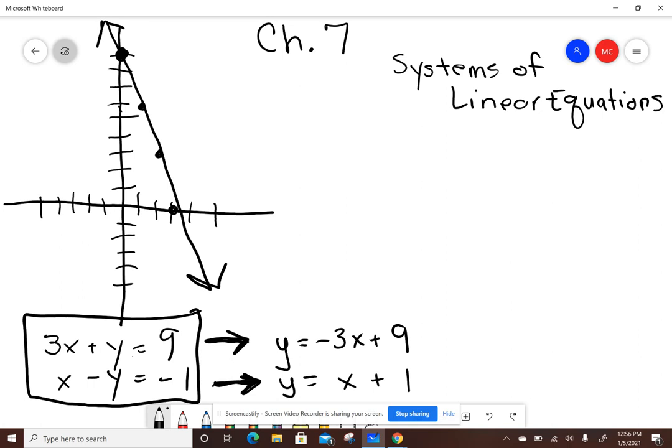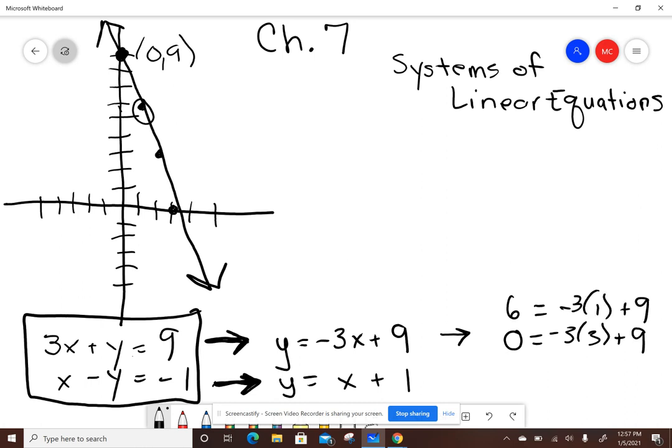Okay, so that equation represents all points that make this equation true. So in other words, this point is 0, 9. If I plug 0, 9 into this equation, 9 does equal negative 3 times 0 plus 9. Let's look at this point. This point is 1, 6. So let's plug in 1, 6. Does 6 equal negative 3 times 1 plus 9? Yes, it does. This point is 2, 3.